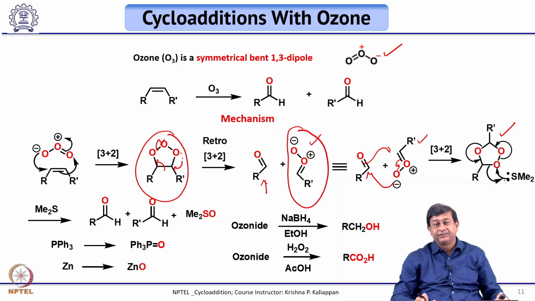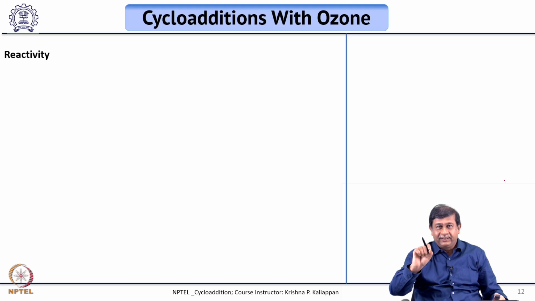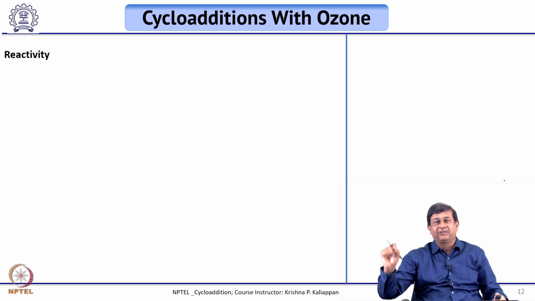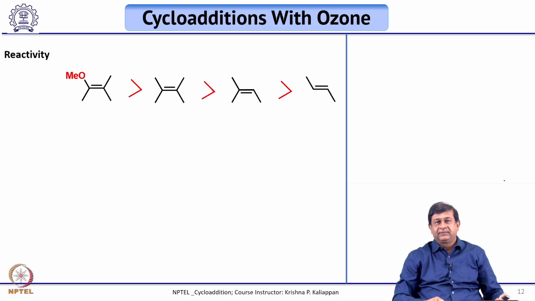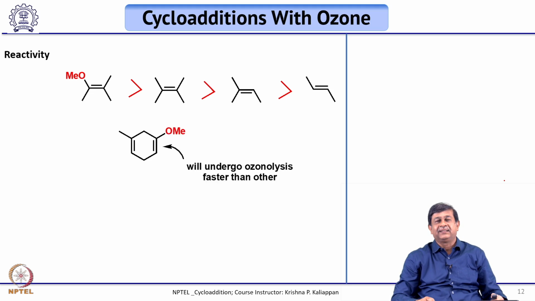One can also do oxidative workup, where you can use peroxide, for example hydrogen peroxide and acetic acid. You can oxidize this molozonide directly to corresponding carboxylic acid. So either you can get carbonyl group or alcohol or carboxylic acid, depending on the nature of workup. Okay? And when it comes to reactivity, the more substituted double bonds will react faster than the less substituted double bond, or electron rich double bonds will undergo reaction faster than the electron deficient double bonds.